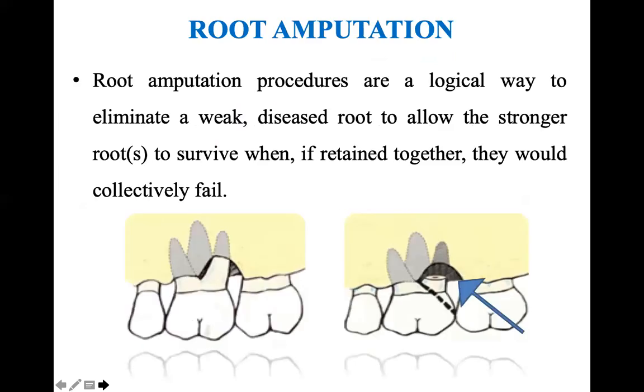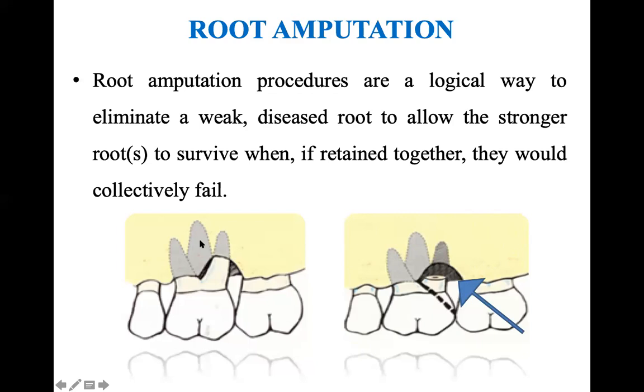Root resection also comes as a short note. So root resection, or it is also known as root amputation. It is a procedure where a logical way to eliminate a weak diseased root to allow a strong one to be retained. See, this is a maxillary molar. Here you can see that only the distobuccal root is involved with a periodontal defect, and there is a deep pocket here.